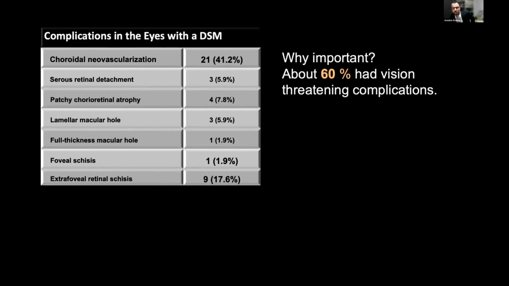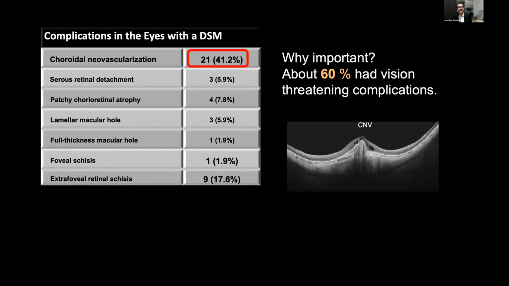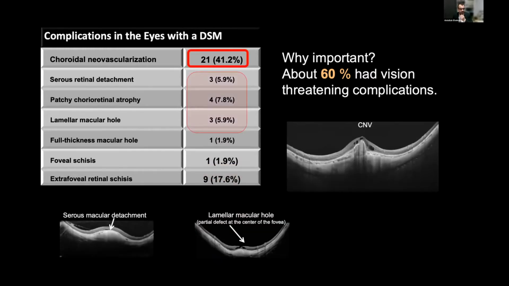This condition is important because about 60% of cases with dome-shaped macula develop macular problems, particularly CNV and serous detachment. And sometimes this serous detachment can be mixed with myopic CNV, so differentiating the 2 conditions is essential with the help of multimodal imaging. They also may develop other complications like schitic changes or even sometimes full thickness macular holes.